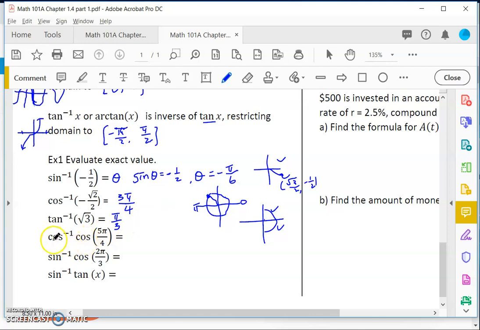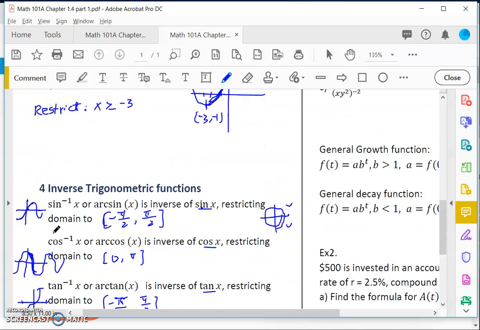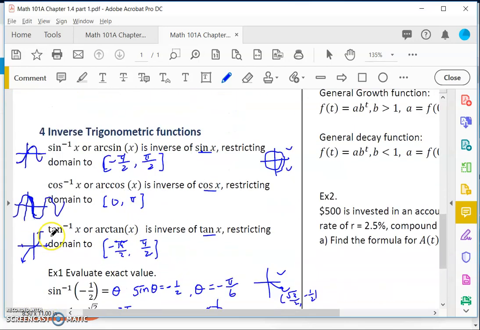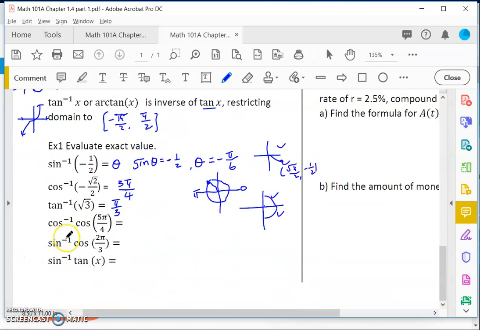So what about these three? Maybe we'll talk about this in, do we have time? I think we have time. So we'll go over these two. If we don't have time, we'll go over it in class.